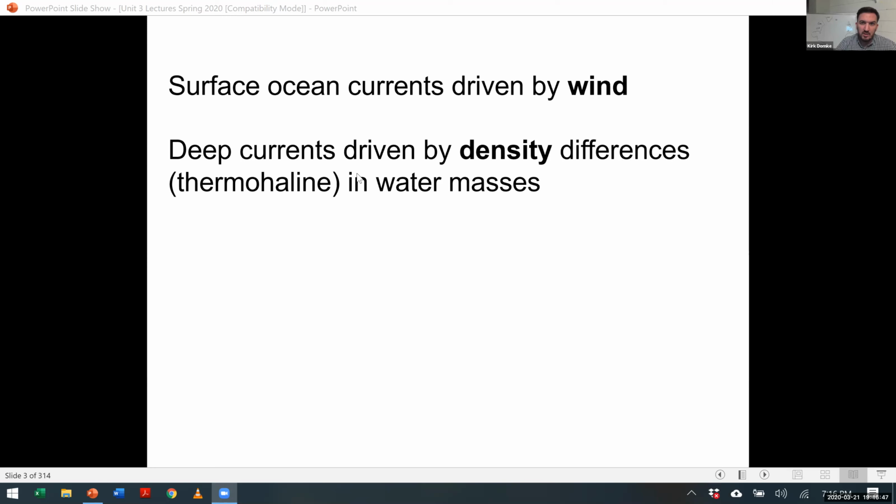Deep ocean currents, that's more due to the density differences and different types of water in the deep ocean. We'll get to that at a later lecture. It's very straightforward, actually. So we actually don't need to spend too much time there.